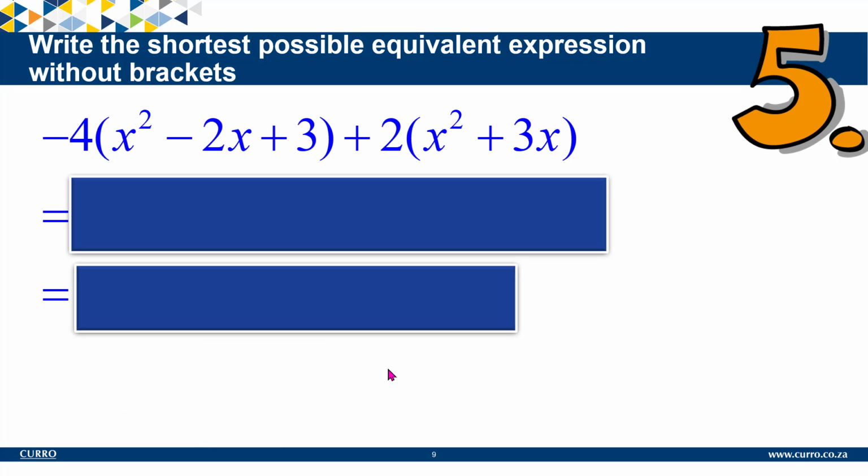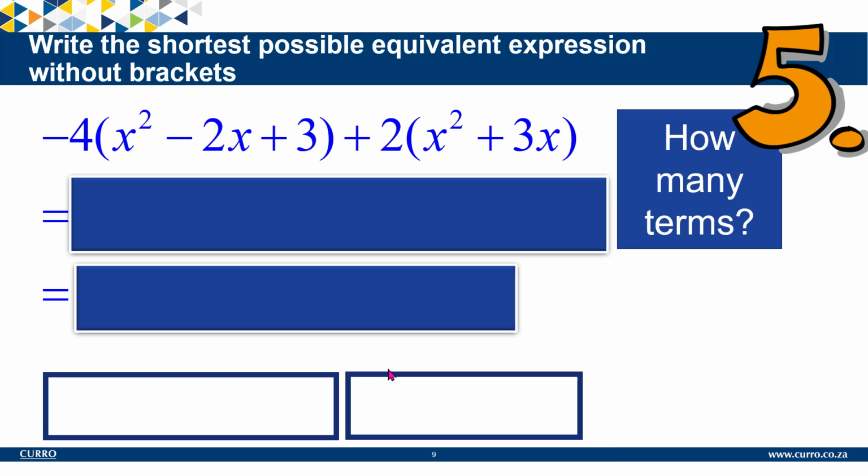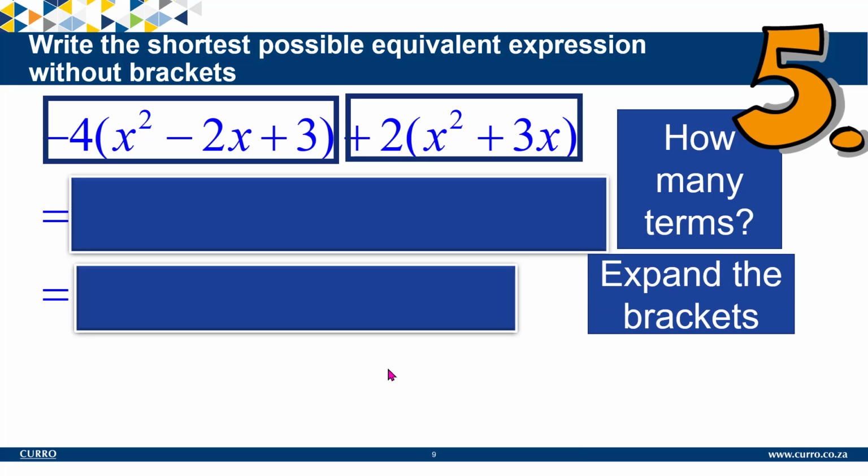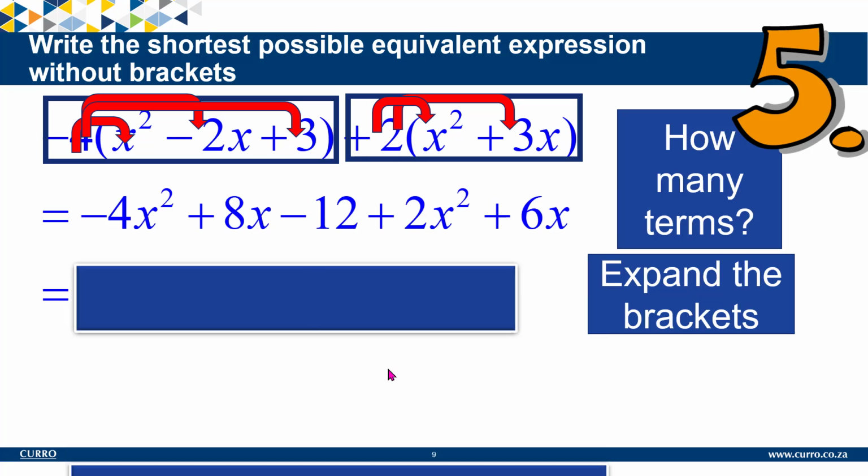Let's level up. Example 5. How many terms? 2. In the first term, we must be careful. There are 3 terms within the bracket, and there's a negative number in front of the bracket. So that negative number must be multiplied by each number in the bracket. So let's expand the brackets. Negative 4x squared, and this negative times a negative is a positive. 4 times 2, 8x. And negative 4 times 3 is negative 12. For the second term, 2x squared plus 6x.